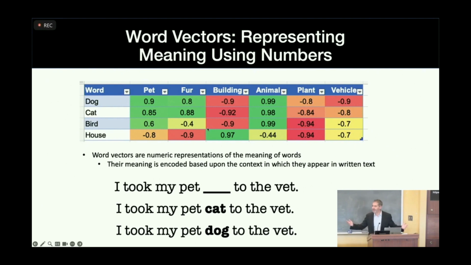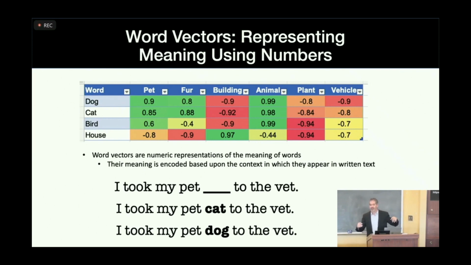So how does it come up with this, right? Basically, it reads text and learns words in context. So say you were to release this on the internet. Somewhere out there, somebody has written kind of similar sentences about cats and dogs, right? So someone wrote, I took my blank to the vet. I took my cat to the vet. I took my dog to the vet. So it learns to associate cat and dog as kind of similar.